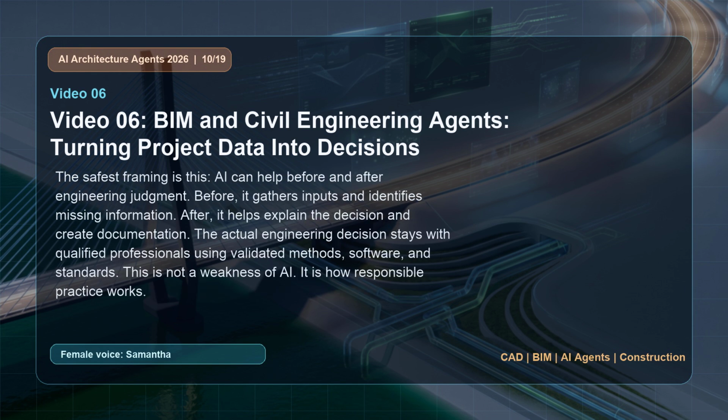The safest framing is this: AI can help before and after engineering judgment. Before, it gathers inputs and identifies missing information. After, it helps explain the decision and create documentation. The actual engineering decision stays with qualified professionals using validated methods, software, and standards. This is not a weakness of AI. It is how responsible practice works.